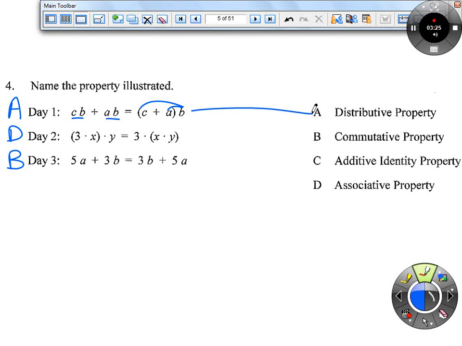Okay. And when you look at day 2, it looks like it's 3xy, 3xy. They're still in the same order, but if you look at the parentheses, they have changed. So anytime you change the parentheses and everything else stays the same, that's the associative property. If you look at day 3, 5a and 3b, those have actually changed order. So when you change the order, we call that the commutative property, which allows you to do that and still have a true equation.